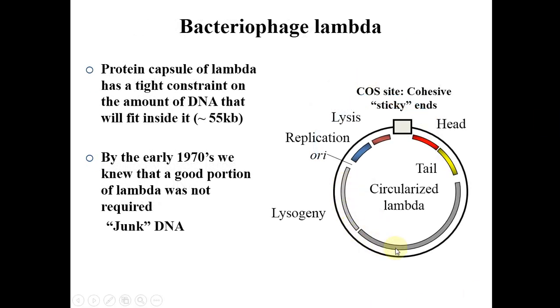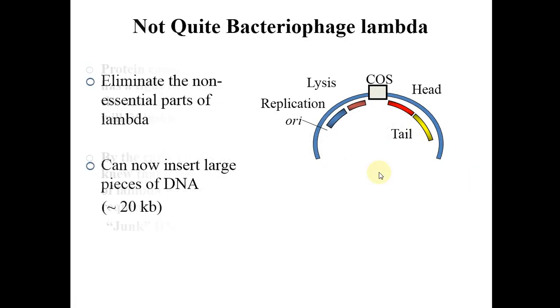These lysogenic genes are non-essential, so this whole segment is removed, and here a new insert can be attached, which is of size 20 kb. What genes are required? Only replication, lysis, cos sites and head and tail proteins. These are only required for phage assembly. Here you can attach your gene of interest, like this.